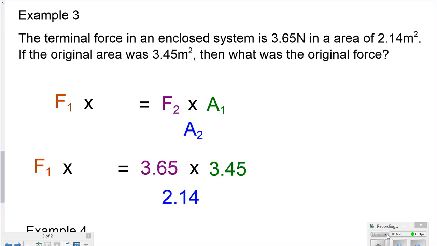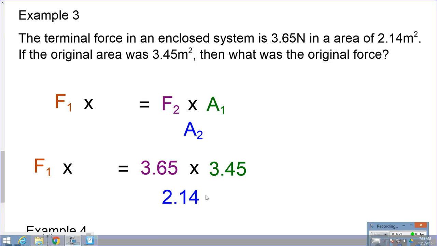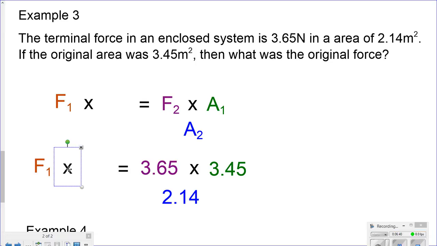Equal pressure, divided by 2.14. 3.65 times 3.45 equals, divided by 2.14, equals sign. My answer is 5.88, sorry, 5.88, and in this case I'm looking for force, so it is newtons. There you have it. Three samples. I hope this helps you out.